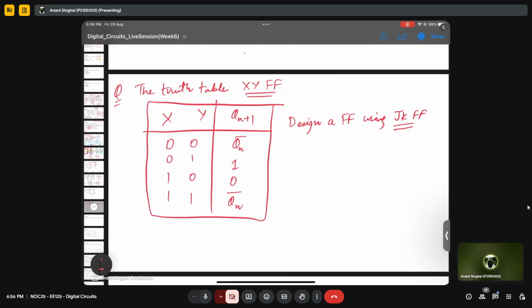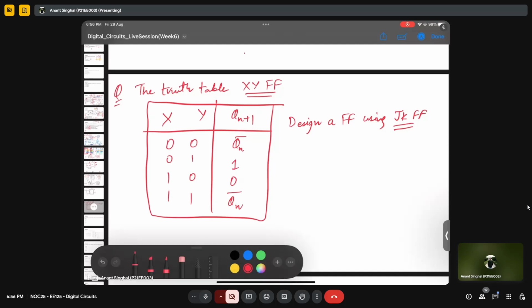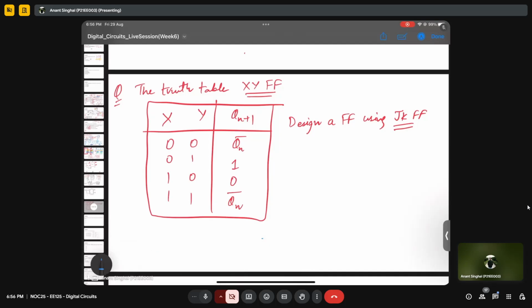Is the question clear to everyone? Please let me know if the question is clear. So there is one required flip flop, there is one available. JK flip flop is available to you and you have to make an XY flip flop using that.